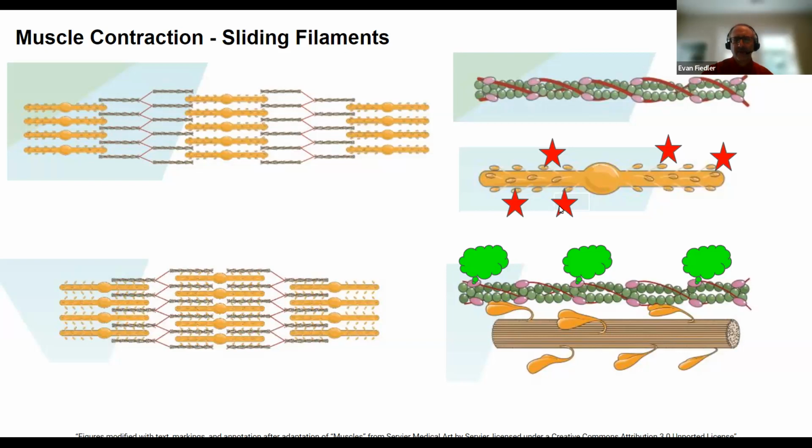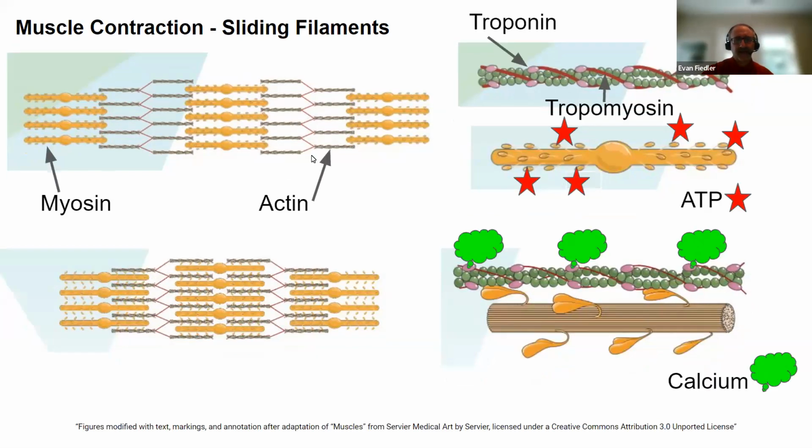Let's look at it with the labels. Myosin, actin, tropomyosin, troponin, ATP. Calcium binds to the troponin. The tropomyosin rotates off of the active sites. The myosin heads bind to the actin, and we see that power stroke using the ATP. And then after the power stroke, in the reset, the myosin heads will then bind to the ATP.